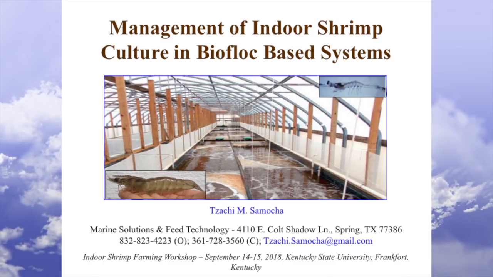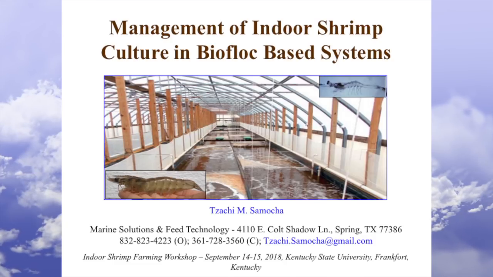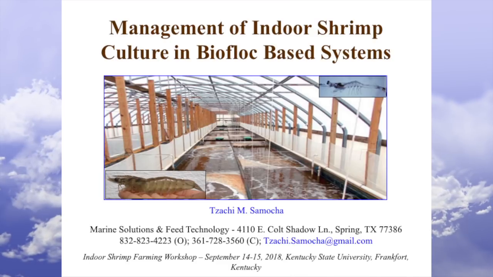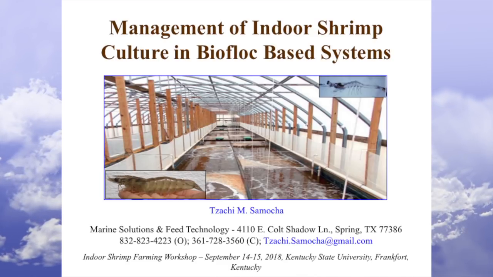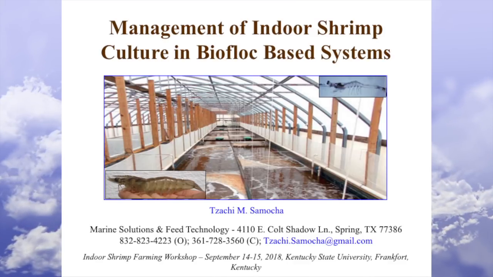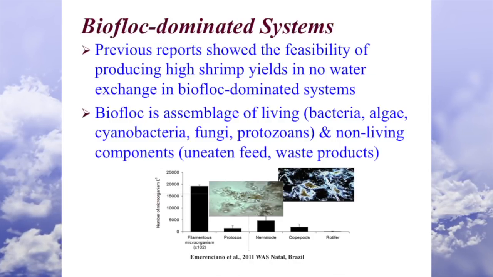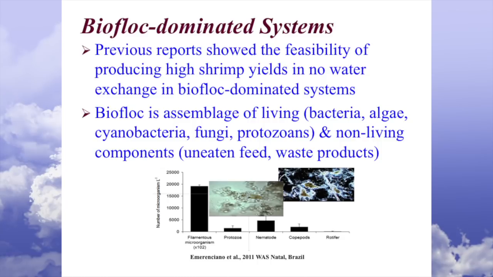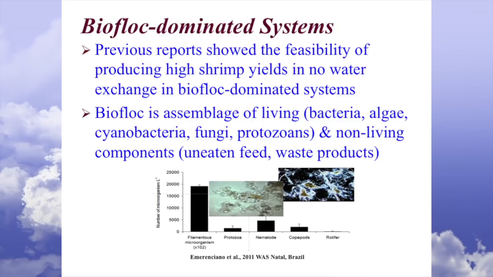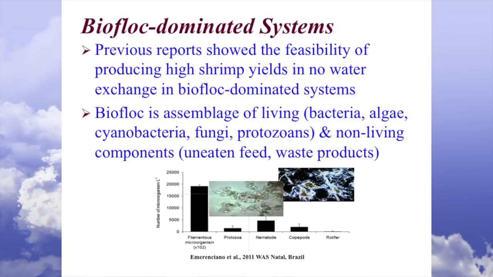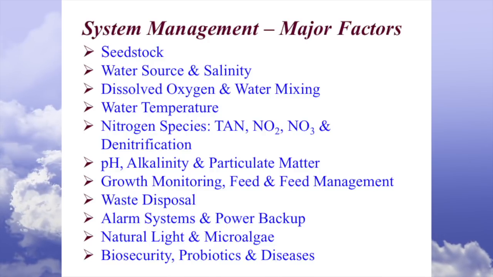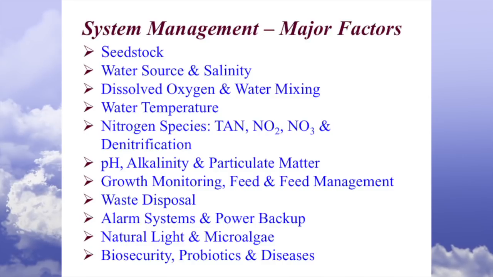As we heard here, you can grow shrimp in clear water, Biofloc, and other systems. My preference here is to explain how we were doing it in a Biofloc-dominated, mixotrophic system, and I'll explain again the advantages of working with this type of system. Previous reports showed the feasibility of growing shrimp in a Biofloc system. Biofloc is an assemblage of living bacteria, algae, cyanobacteria, fungi, protozoan, and non-living components. When you are growing shrimp, there are different issues that you need to address, and here I'm trying to cover some, not all of them.